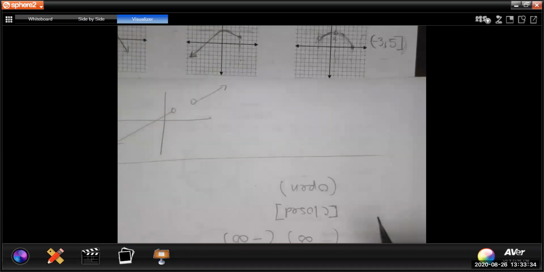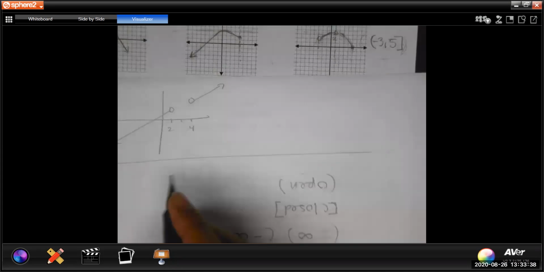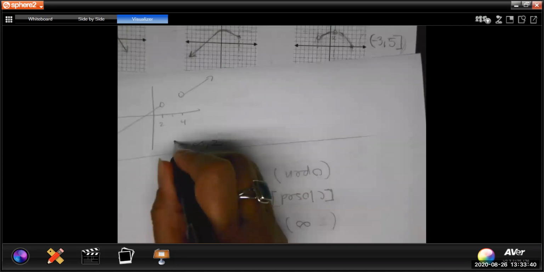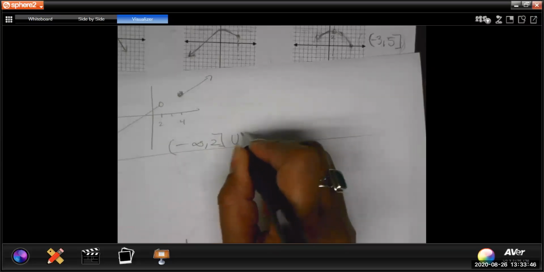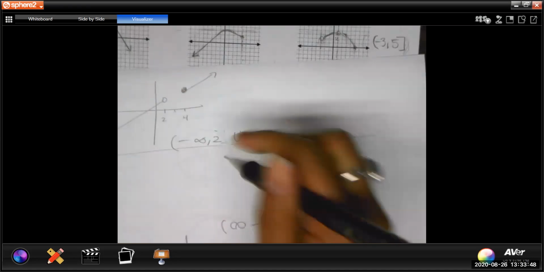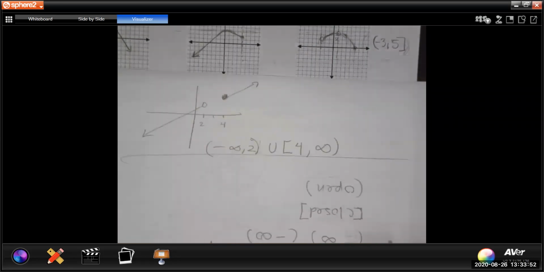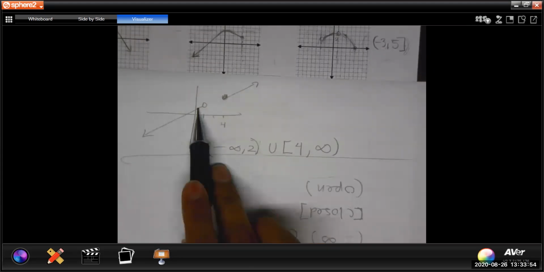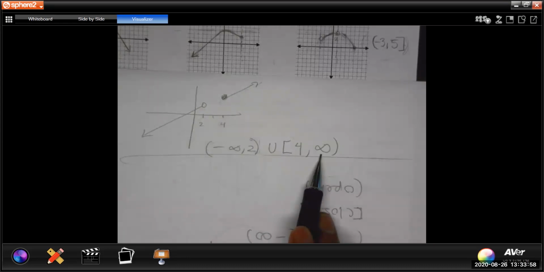like that happens as well. Let's say this was 2 and this was 4. You would go negative infinity to 2. And I'll even close that one. Union, and that 2 should have a parentheses. 4 to infinity. Do you guys see how that works? Negative infinity to 2 with parentheses, and then 4 with brackets to infinity. Do you guys see how the union works a little better?